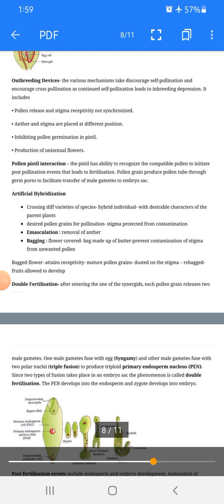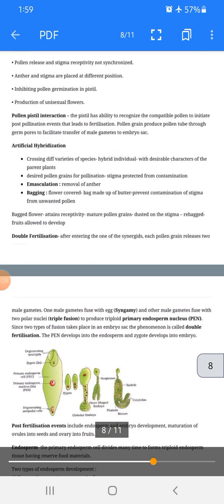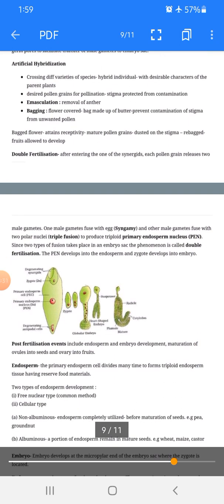Then double fertilization. After entering one of the synergids, each pollen grain releases 2 male gametes. One male gamete fuses with the egg and the other male gamete fuses with the 2 polar nuclei, which is called triple fusion, to produce the triploid primary endosperm nucleus. Since 2 types of fusion take place in an embryo sac, the phenomenon is called double fertilization.